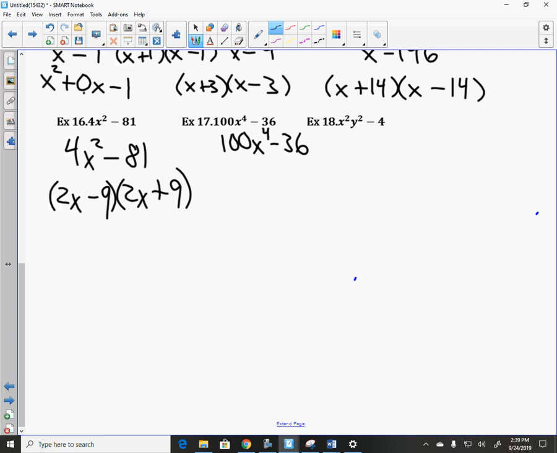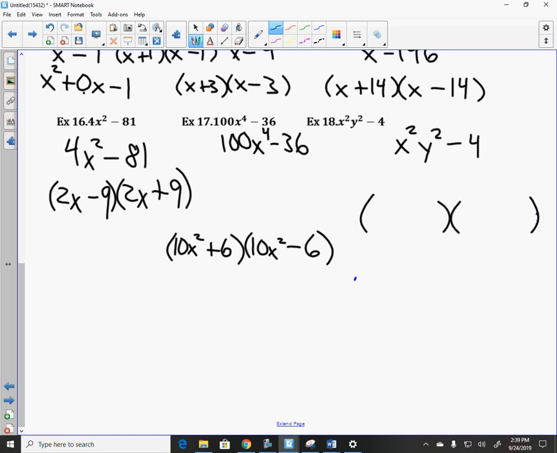100x to the fourth minus 36. What do you multiply by itself to get 100x to the fourth? 10x squared, plus 6 minus 6 for the 36. And finally, the last one, x squared y squared minus 4. What do you multiply by itself to get x squared y squared? xy, xy, plus 2 minus 2.